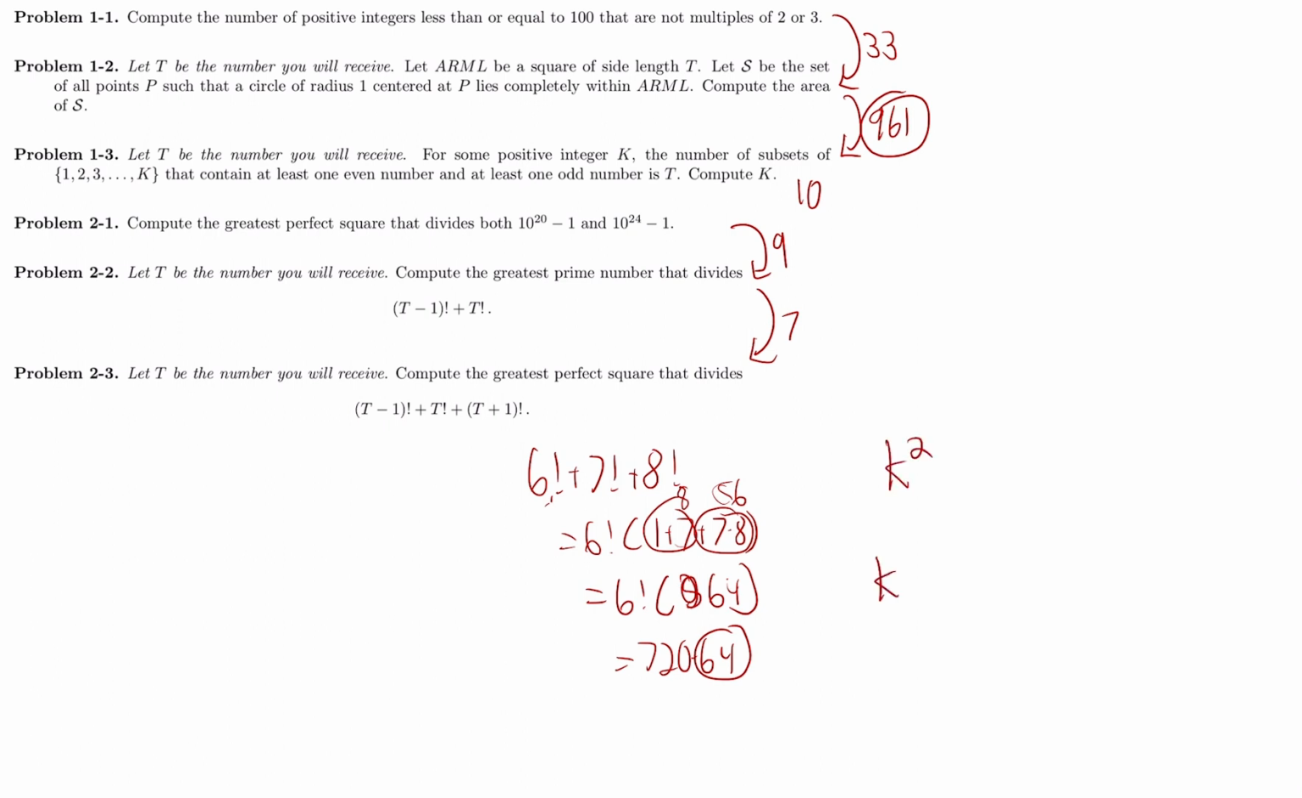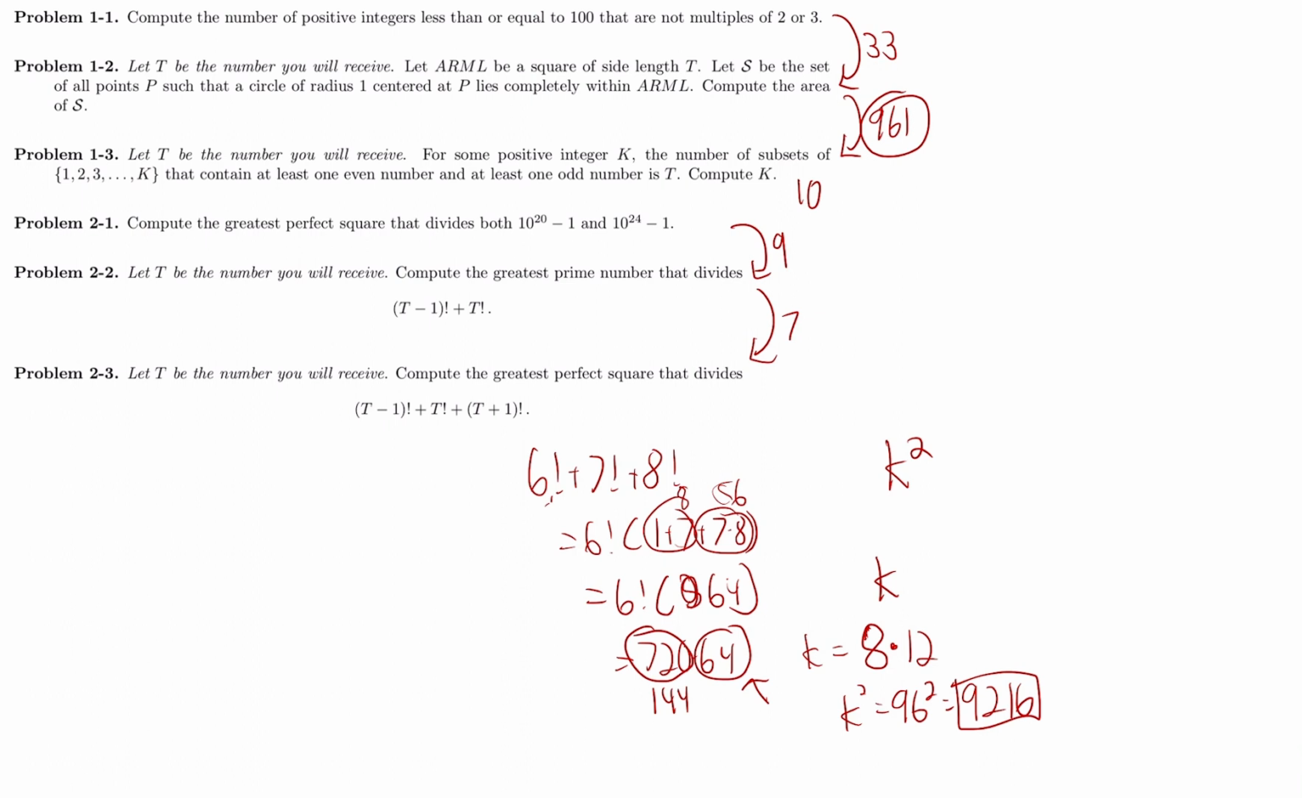Let's just say the perfect square is k squared. So we want to build k. Let's say that k is a multiple of 8 because we have a factor of 8 right here. So it's 8 times, and the largest perfect square that divides 720 is 144. So k is equal to 8 times 12, and so k squared is equal to 96 squared, which is 9,216.